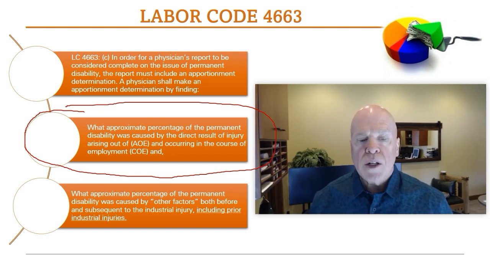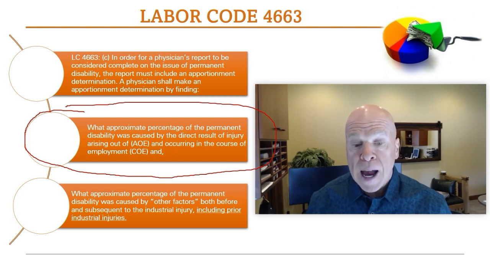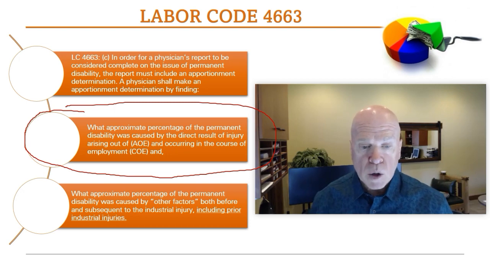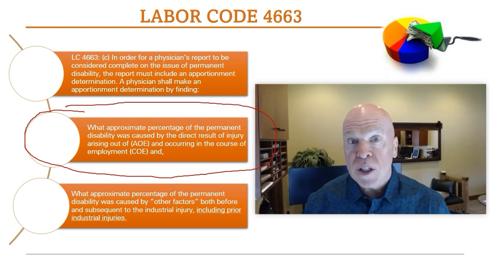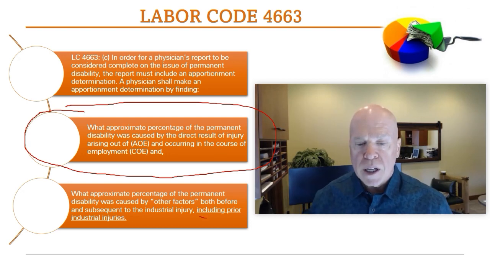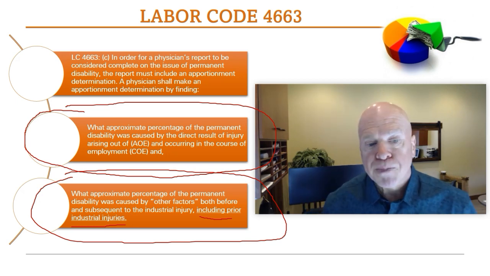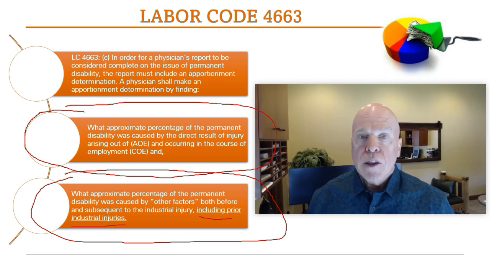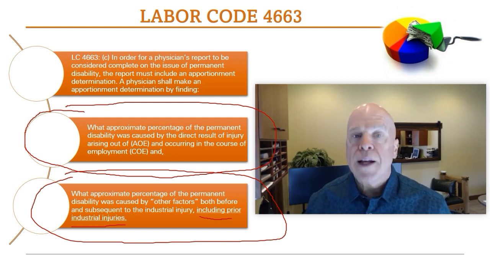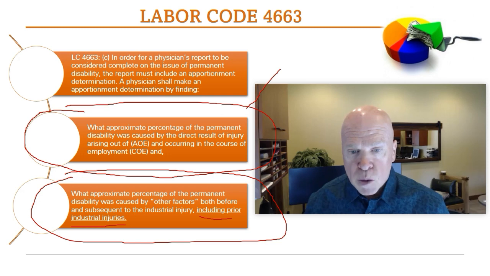and provide what approximate percentage of the permanent disability was caused by other factors, both before the industrial injury and factors subsequent to the industrial injury, including, and this is fascinating because it's written into law, it says including prior industrial injuries. So let's go over a couple of these points one by one. It says here, the first percentage that we are to provide in making our apportionment determination is what percent is the employer responsible for. That's this percent here.